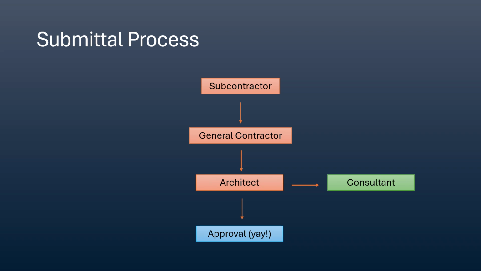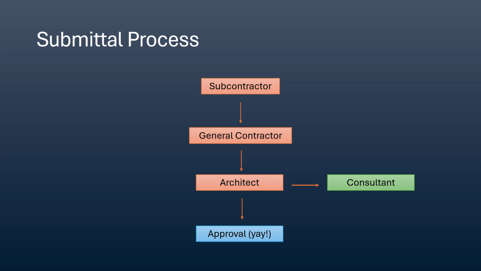Now, as the GC, I'm going to review that document. I'm going to review that information and check it against the specifications, and see if there's any issues. If there are any issues, I'll go back to them and ask them to correct it. Maybe they need to find a different type of pump. If I see no issues, then I'll put it all together. I'll put my name on that document, and I'll send it to the architect.